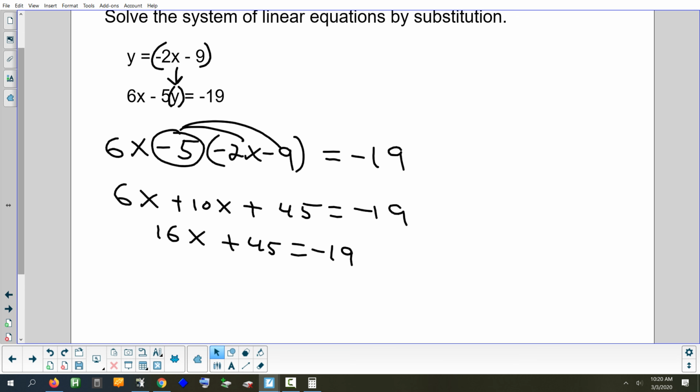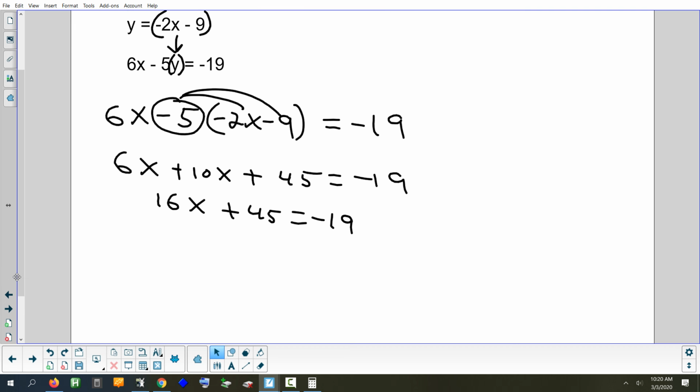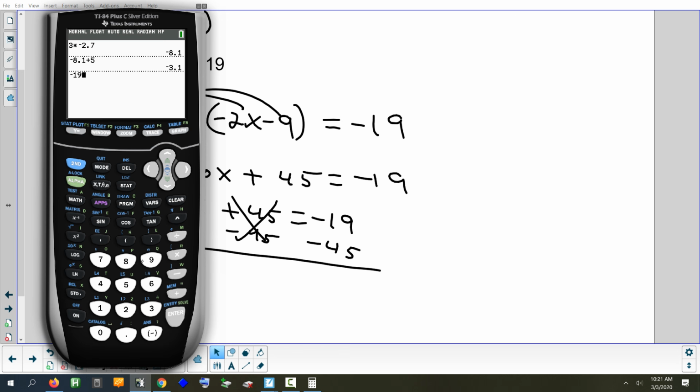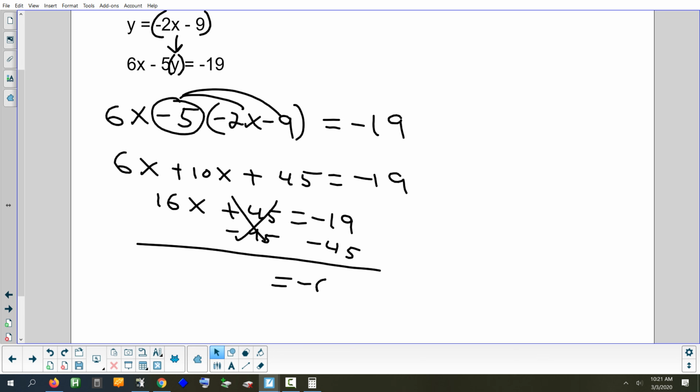This is going to be the pattern every single time we do one of these. What would you do next? Subtract 45. Okay, I'm going to need my calculator for that one. So I'm just going to type -19 minus 45. Okay, I like that number. You're going to see why in a second. What's on the left-hand side still? 16x. 16x. And now you're going to see why I like -64 in this case.